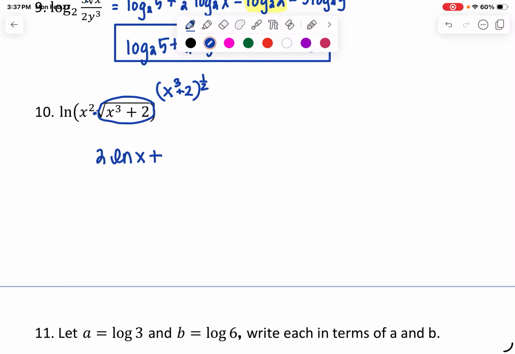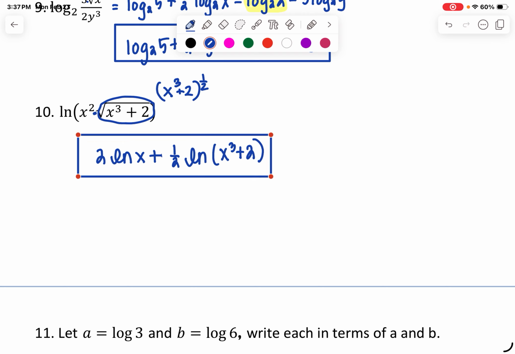Natural log of x cubed plus 2 to the 1/2, but once again, I can write that 1/2 in front as a multiplier. Natural log of, and then I want to make sure I keep that x cubed plus 2 in parentheses. So I know that it's grouped together, and that's the entire argument. So people will be like, what about this exponent? This is the argument right here, right? If it was out here, I'd have to get rid of it, but not inside. Okay, let's look to see what we have next.